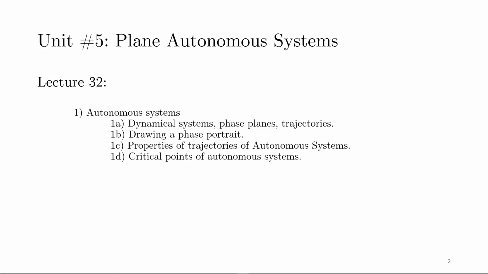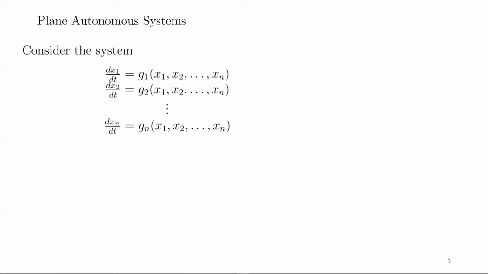A lot of this stuff will be revision and a fairly slow, fairly tame introduction. So what we're going to discuss: what is an autonomous system? We're going to discuss dynamical systems, phase planes, trajectories, drawing a phase portrait, which we've already done a little bit of, properties of trajectories, and critical points of autonomous systems. So let's get into it.